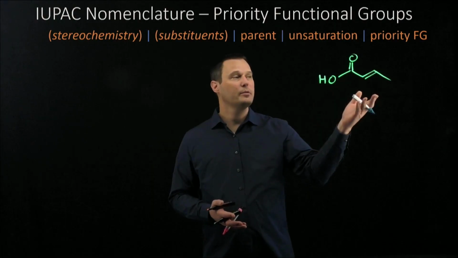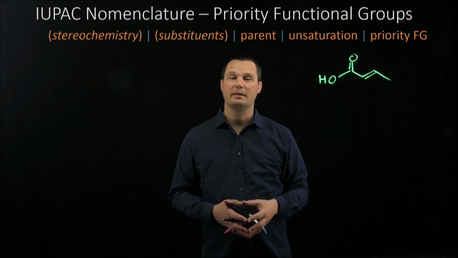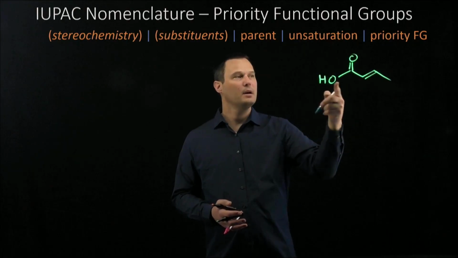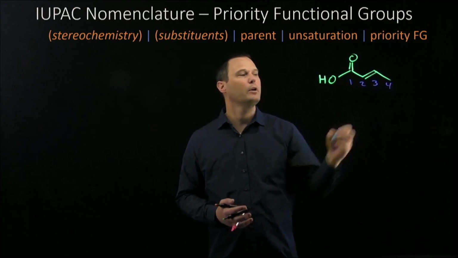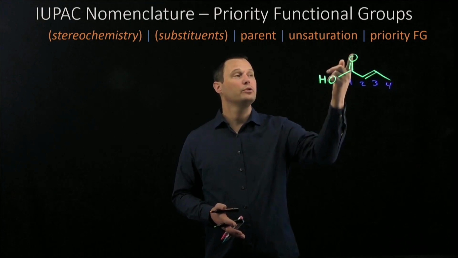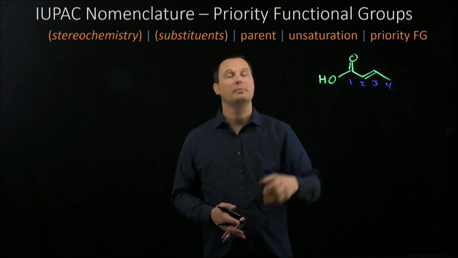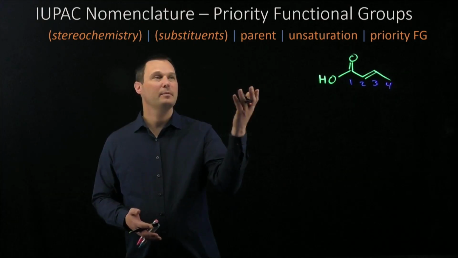The next step is to number the carbons to give the priority functional group the lowest possible number. Since the carboxylic acid must be at the end of the carbon chain, by definition it will have to be carbon number 1. The carboxylic acid is another functional group where the functional group by definition must be at carbon number 1. Next, we name the parent hydrocarbon.